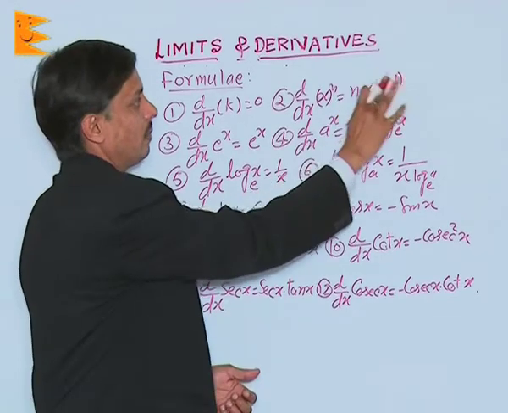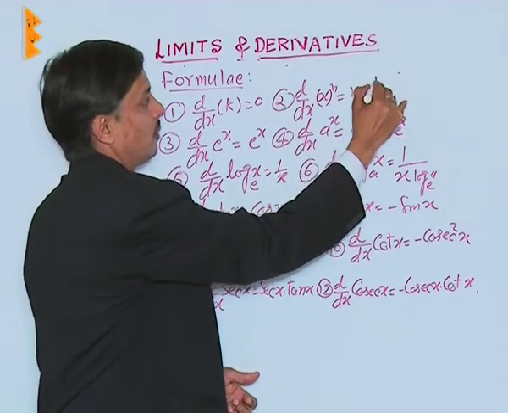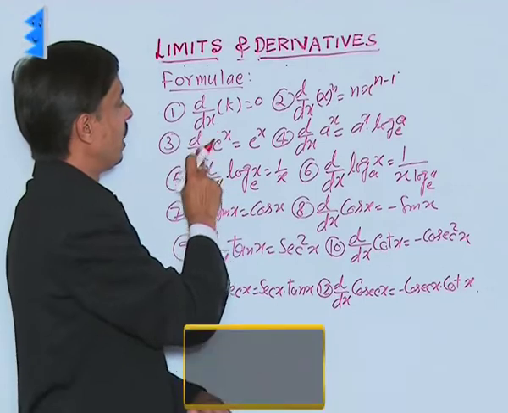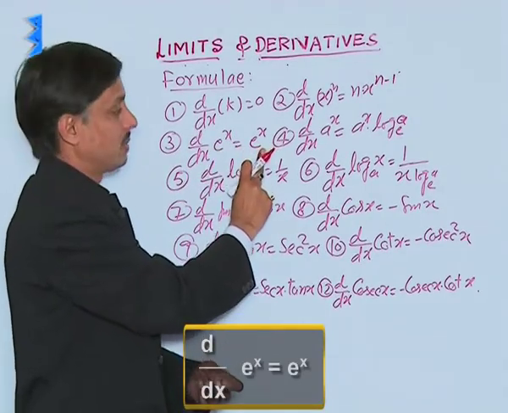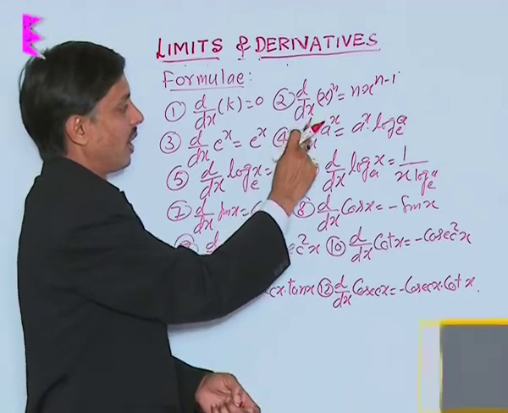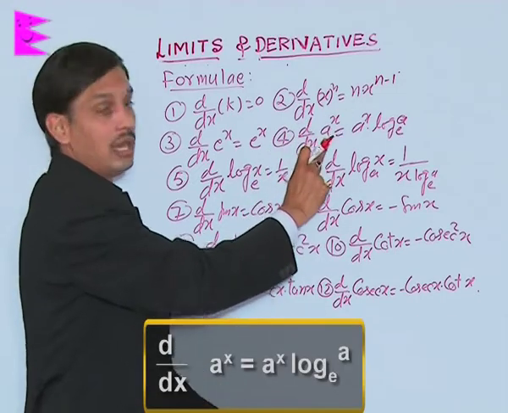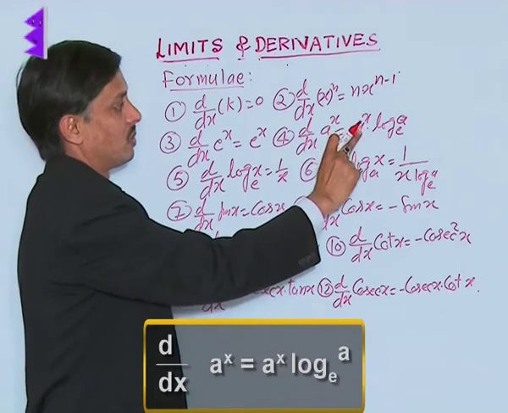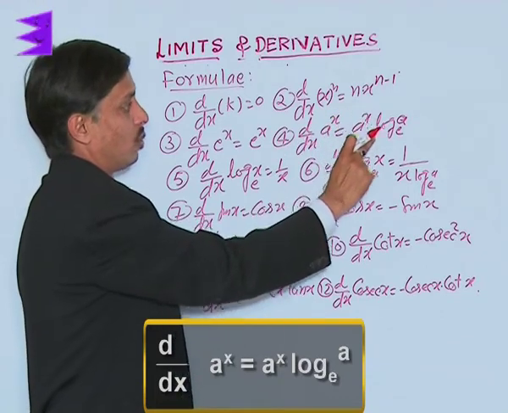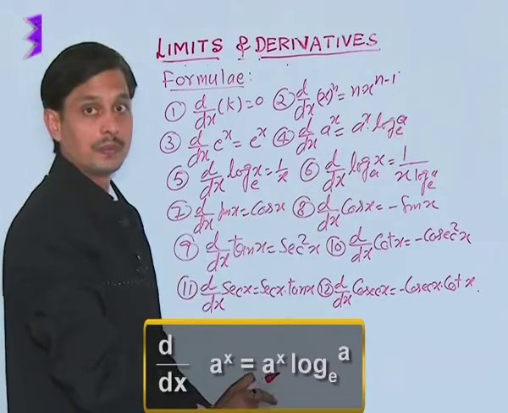Then the third result: the derivative of e raised to the power x is the same as it is, e raised to the power x. Fourth, the derivative of a raised to the power x, where a is any constant number and x is the variable, comes out as a raised to the power x into log of a under base e.